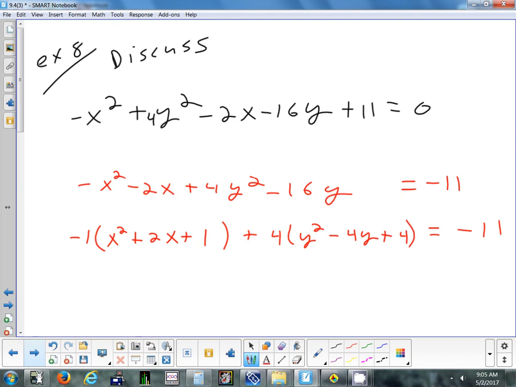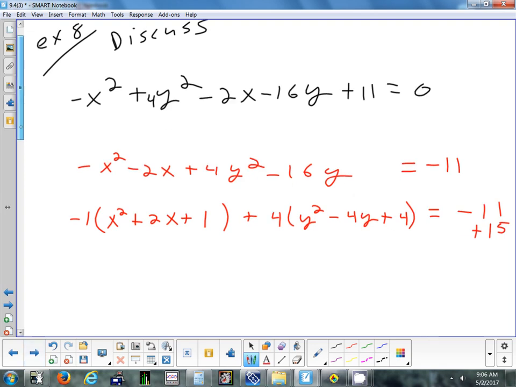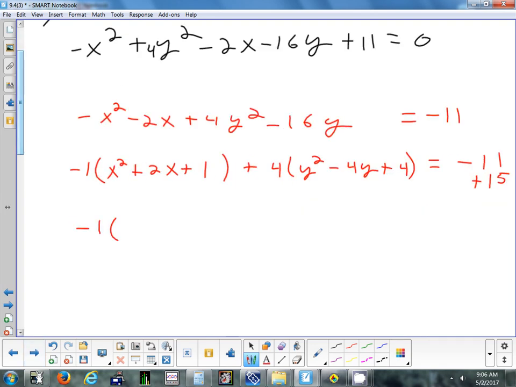I added 15. Right? Here I subtracted 1, because that's a +1 times a -1. And here I had a +4 times 4. I added 16. So I really added 15 on the left, so I balanced that with 15 on the right. Okay, so now we have -1. And this should factor nicely. Two things that are the same.